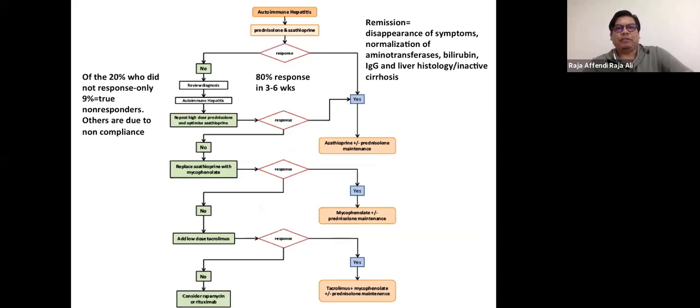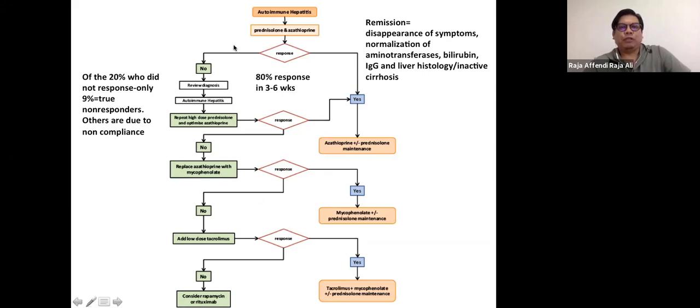After diagnosis, of course, steroids with or without azathioprine are the mainstay of treatment. Of the 20% of patients who did not respond, only 9% are true non-responders. Those are mostly non-compliance with medication. As you can see here, those who respond within a month or so after the diagnosis can continue maintenance therapy such as azathioprine.